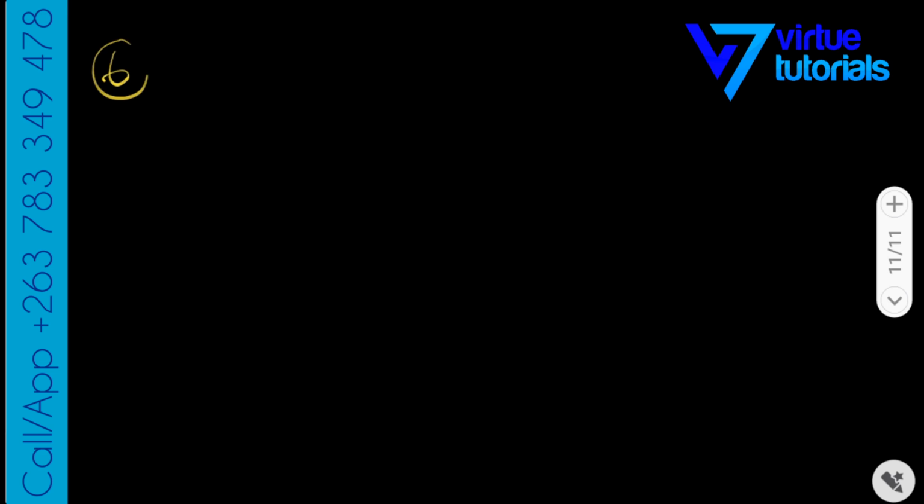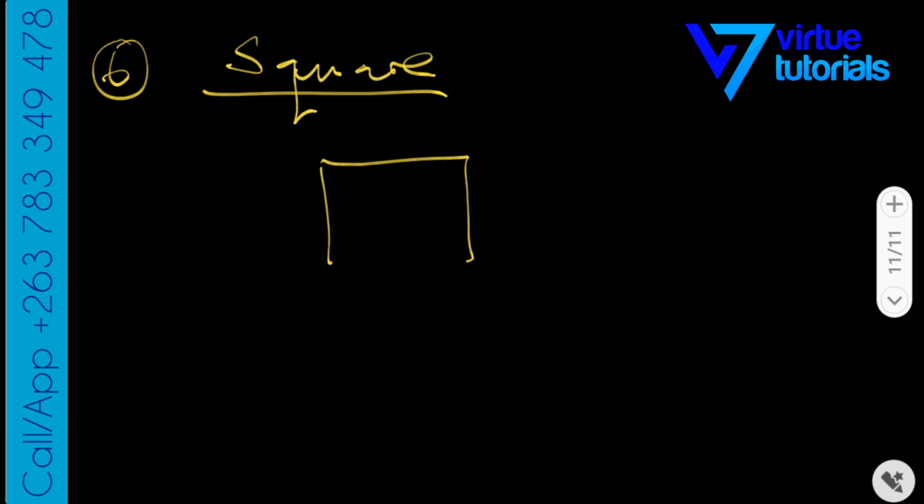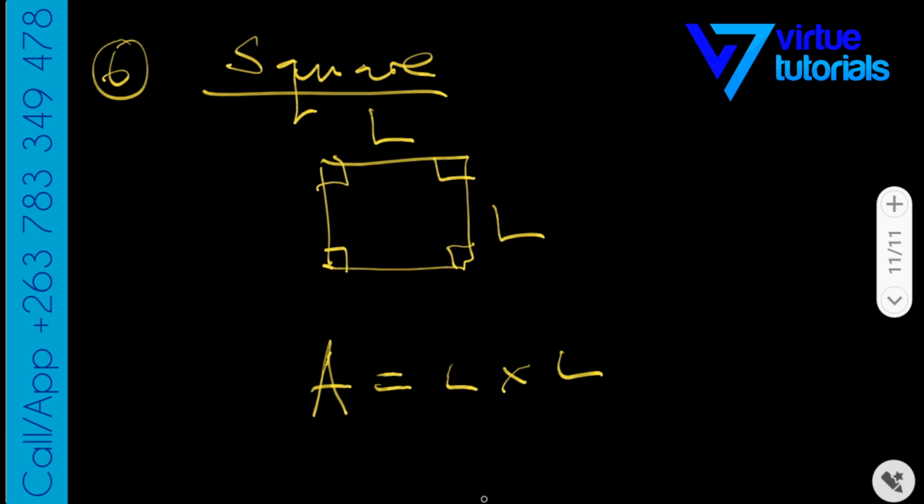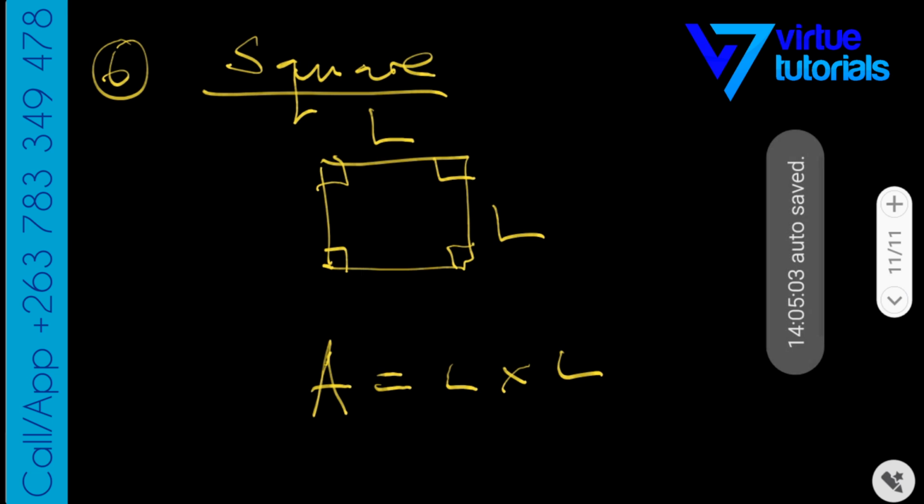The final shape is a square. A square has all four sides equal. So the length of one side is equal to the length of the other side, and the area of a square is just multiplying the two sides. So those are the 6 basic shapes, 6 elementary shapes that you must know. Probably the most important shapes in the whole topic. You need to know the formulas for finding the areas of those shapes. It's very, very important.